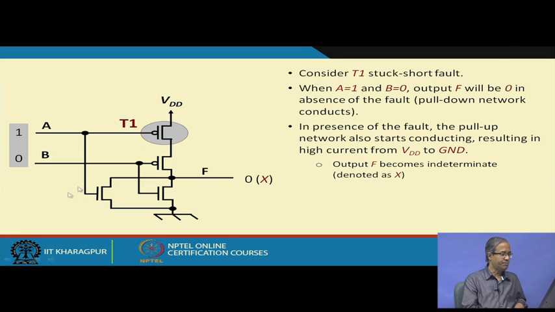But in the pull down network, this A is also turning on this transistor. So, what is happening is that there will be a conducting path like this from VDD to ground. There will be a high current flowing, because pull up is also conducting, pull down is also conducting. This is what is meant by IDDQ testing. We have to measure the current, right.